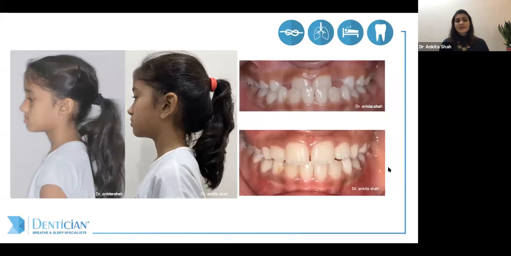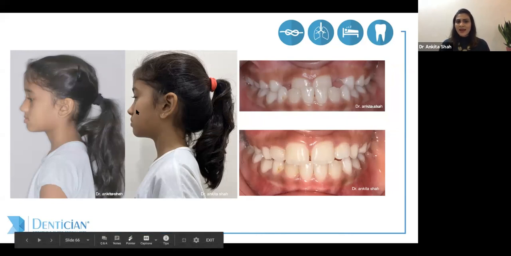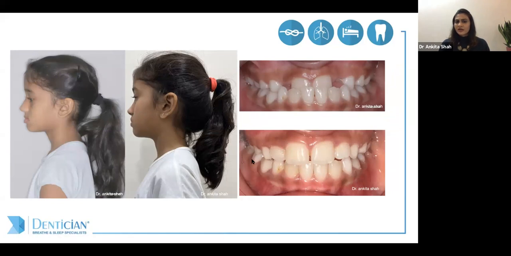This was another very interesting case report where this child had reported to us again at 9 years with a class 3 malocclusion. She had a deviated nasal septum, noisy breathing, frequent changes in the sleep position, completely recessed maxilla. Look at how myofunctional therapy and use of prefabricated appliances has grown her maxilla forward. If you can notice the bulge and the depression here. Look at how this is corrected beautifully.